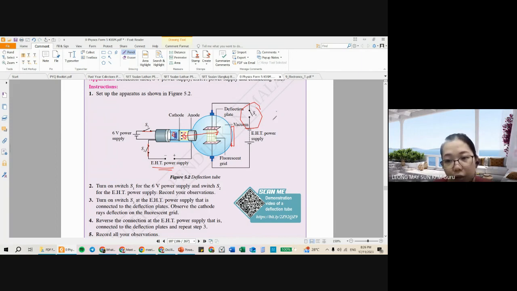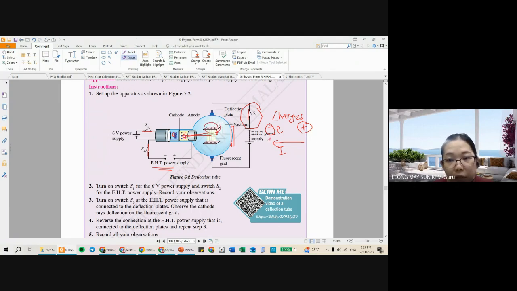Electrons are charges, and electrons move from the negative terminal towards the positive terminal, and current flows from positive towards negative. This is from chapter 3. So what happens is this negatively charged electron passes through this deflection plate, and when switch S3 is closed, the circuit for the deflection plate is complete, and this part will be positively charged.